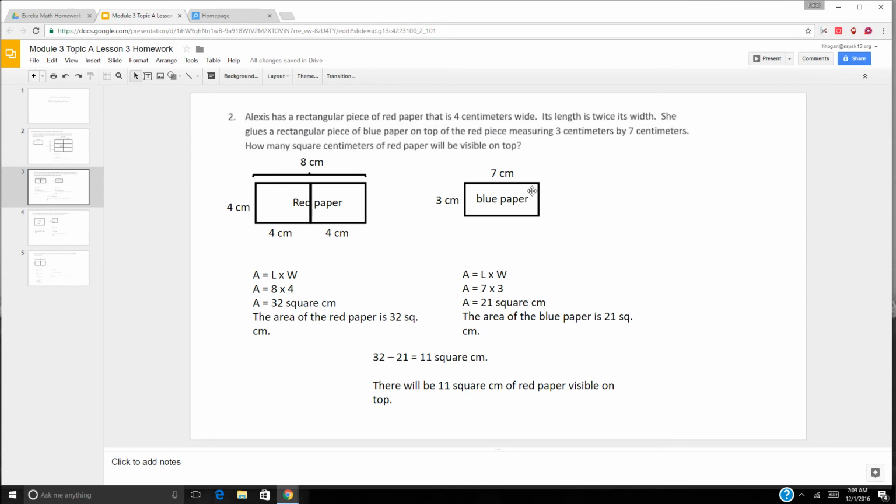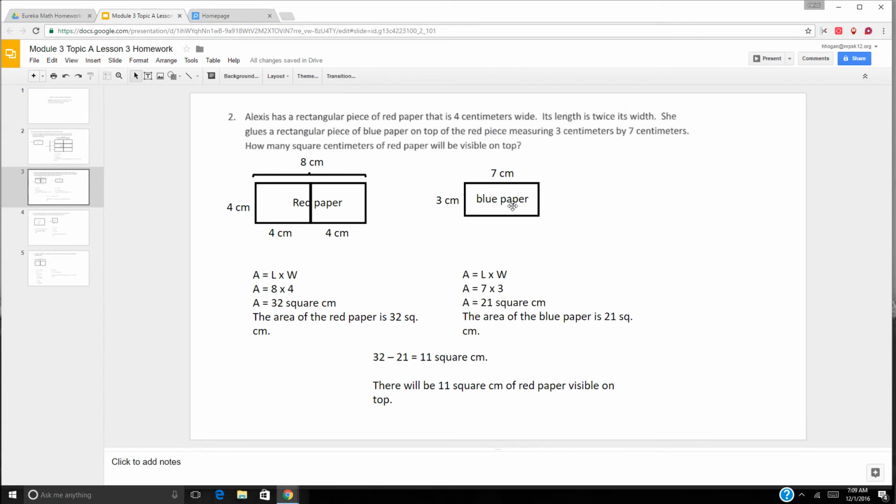So we need to know what all of this information is first. How many square centimeters of red paper will be visible? So if we move the blue paper on top of the red paper, what's left? So we need to find the area of each and then subtract to find the difference. So area equals length times width. So 8 times 4 is 32 square centimeters. So the area of the red paper is 32 square centimeters. The blue paper is 7 by 3. So length times width, 7 times 3, 21 square centimeters. The area of the blue paper is 21 square centimeters.